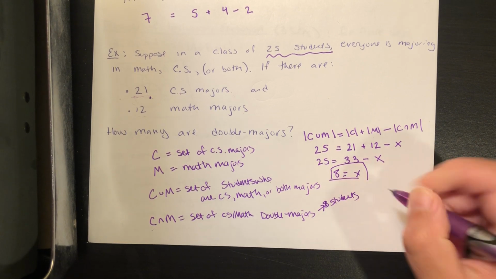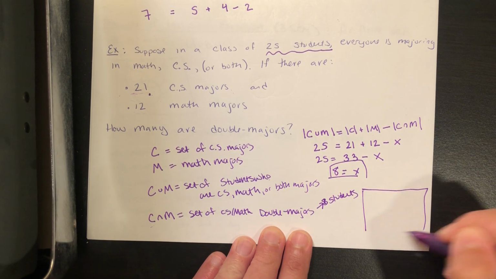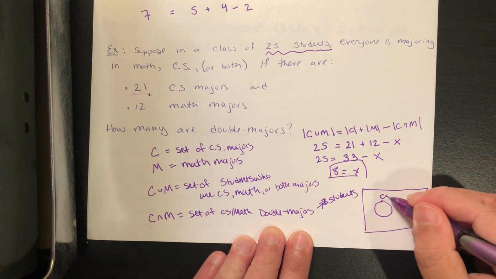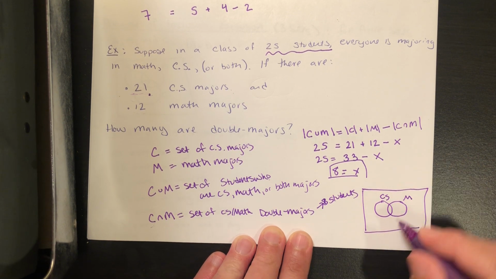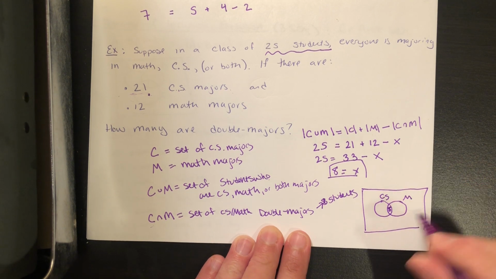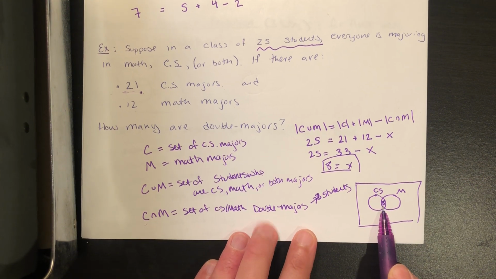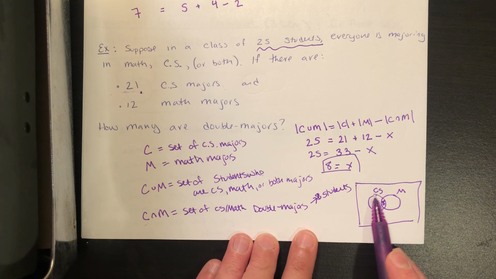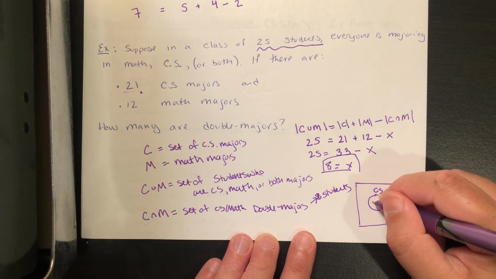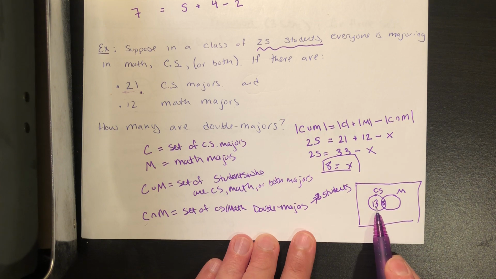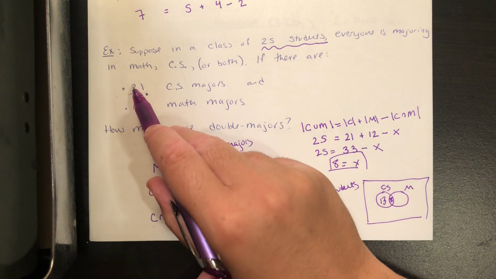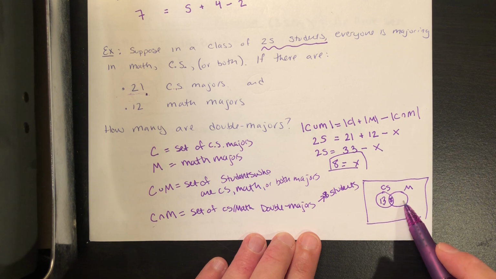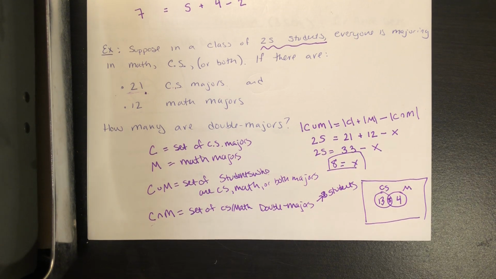And we can check and make sure that this makes sense in a Venn diagram. If here's your computer science majors and here's your math majors, this is saying that there's got to be 8 people in the intersection. There's 8 people who are in both. And so that means in total, if there's a total of 21 computer science majors, 8 of them are already accounted for, which means we've got 13 students who are just computer science majors, right? 13 plus 8 gives you the total of 21. Similarly, there's 12 math majors altogether, so there's 4 students who are just math majors, but not computer science.